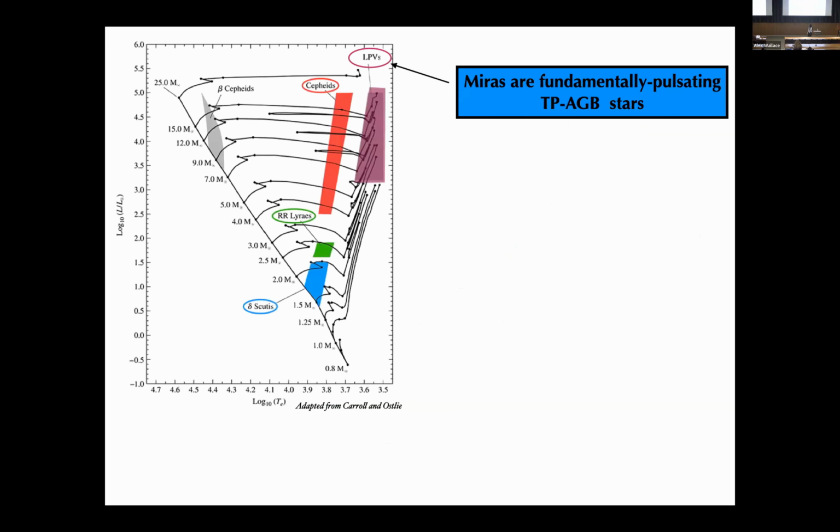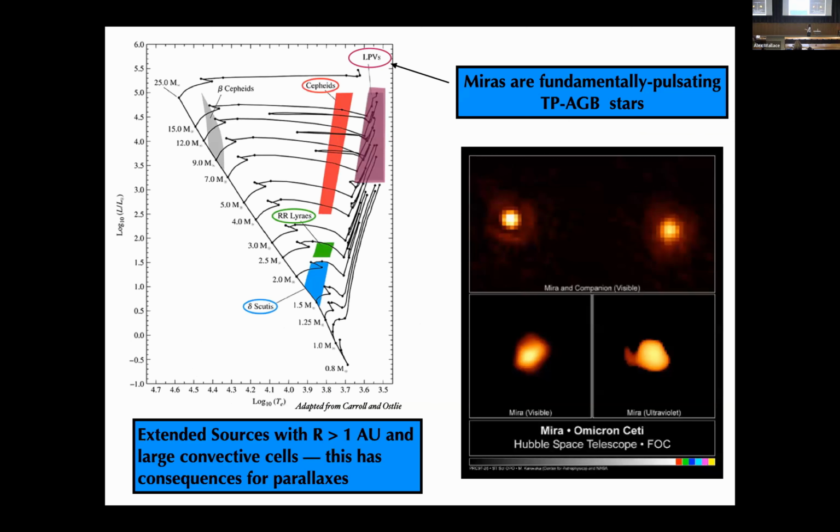Okay, so I don't have to spend long talking about this, but Miras are fundamentally pulsating TP-AGB stars. As we know, they're extended sources, so they have radii larger than 1 AU. This means that their parallaxes are smaller than their angular sizes, and they're also not very round looking. And we've seen lots of other pictures of this already. But this is partly why I think parallaxes are having some issues right now with these stars, but it's not the only reason.